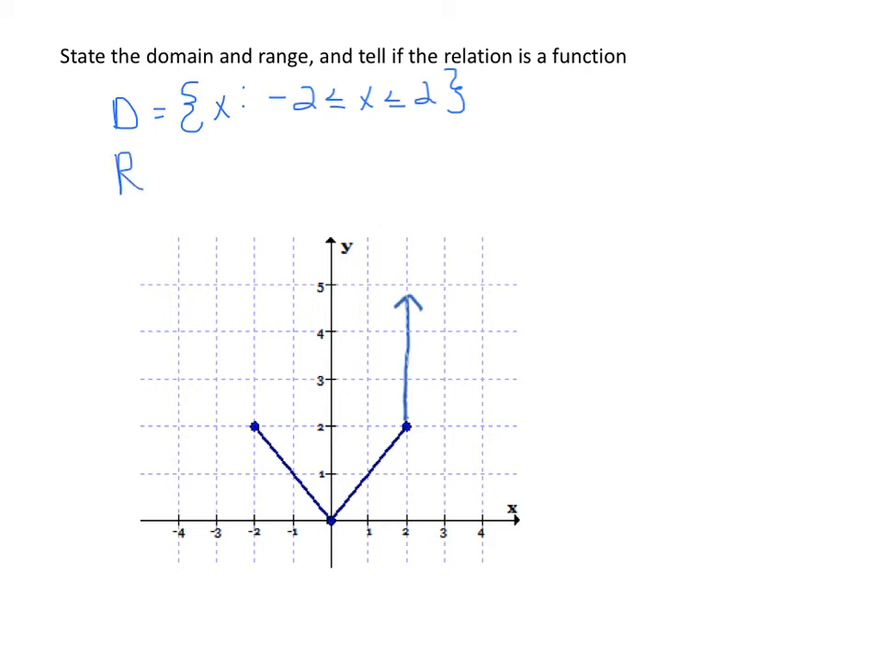The range, the lowest y value is 0, and this arrow here means that it goes on indefinitely. So for the range, y is greater than or equal to 0. So the next question is, is it a function? Well, if I start drawing vertical lines along this function, I notice once I get here, I'm drawing straight along this vertical line. This is an infinite number of points. A function only crosses a vertical line in one point. So an infinite number of points means this is not a function.